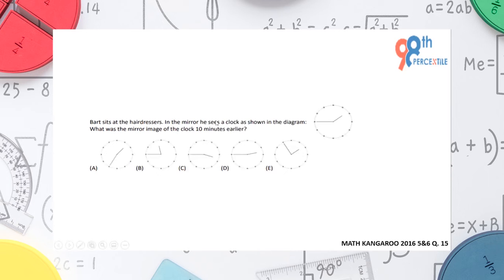Bart sits at the hairdresser's. In the mirror he sees a clock as shown in the diagram. So we see this one. What was the mirror image of the clock 10 minutes earlier? So we have to see 10 minutes earlier, what was it? So is it A, B, C, D, or E?